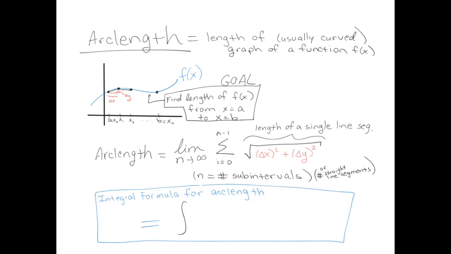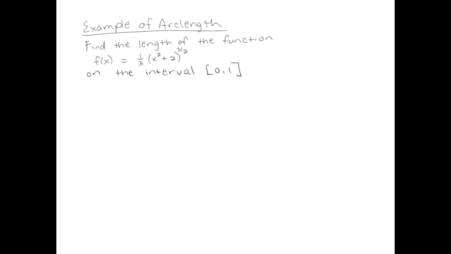So our integral formulation for the arc length is the integral from a to b of the square root of 1 plus f prime squared. So here's an example. We're going to find the length of this particular function in between x equals 0 and x equals 1. If we use a calculator, the graph looks something like that. And we're going to find the length of this from x equals 0 to x equals 1.